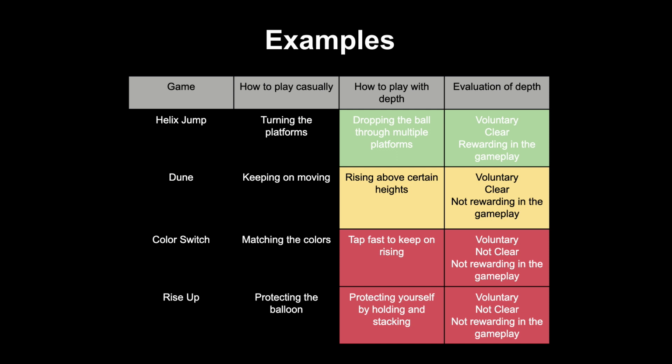So in Helix Jump, for instance, there's one way to play very simply. You just turn the platforms, drop the ball from platform to platform. However, there's one way to play with a bit more depth. You drop the ball through multiple platforms in order to go a little bit faster. But when you do that, obviously, you're exposing yourself to risk. Who knows if you have an obstacle at the next platform that you're not seeing.